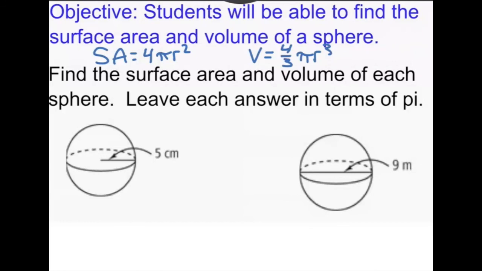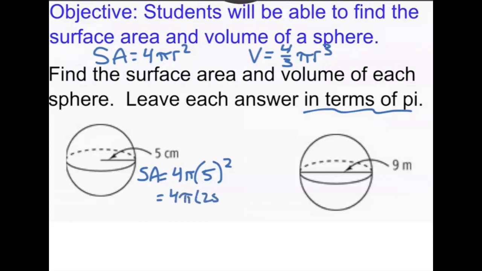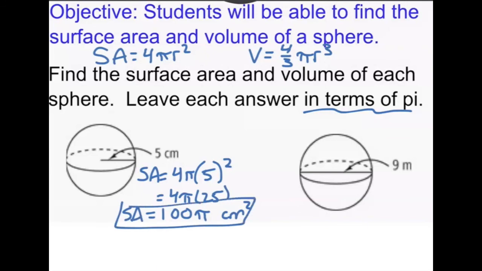So for this one, on the left, the surface area is 4 times pi times r squared. Oh, and we're leaving our answer in terms of pi. Well, r is 5 for this one. Just bad handwriting on it, but 5. So we have 4 pi times 25, or 100 pi square centimeters is our surface area.